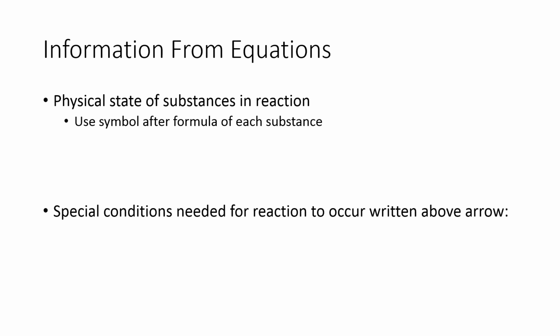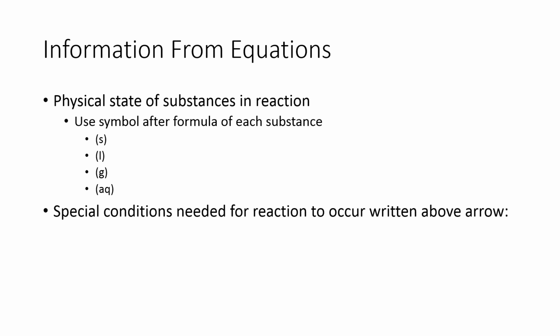Remember that reactants are on the left side of the arrow, products tend to be on the right side of the arrow. Some other things that you may note is the physical state of substances in the reaction. So these use the symbol after the formula for each substance. So each reactant, each product will have one of these. They use S for solid, L for liquid, G for gas, and then AQ for any solutions or substances in aqueous solution.